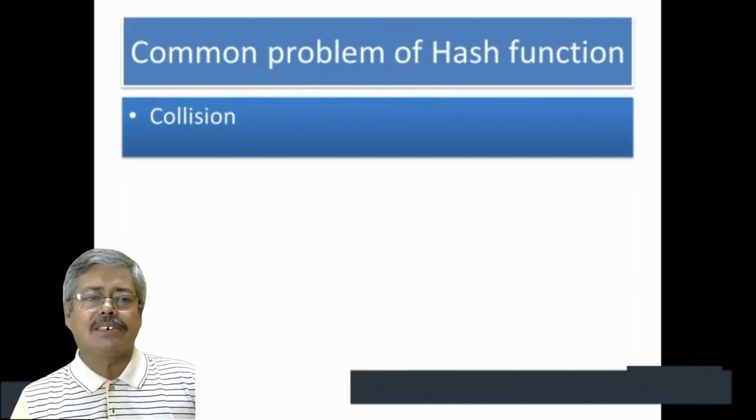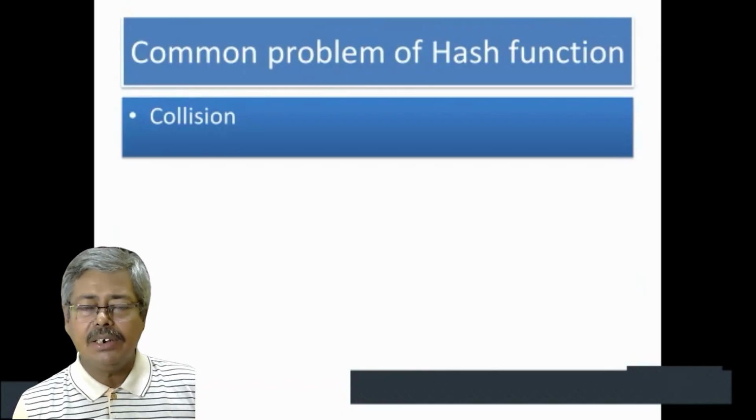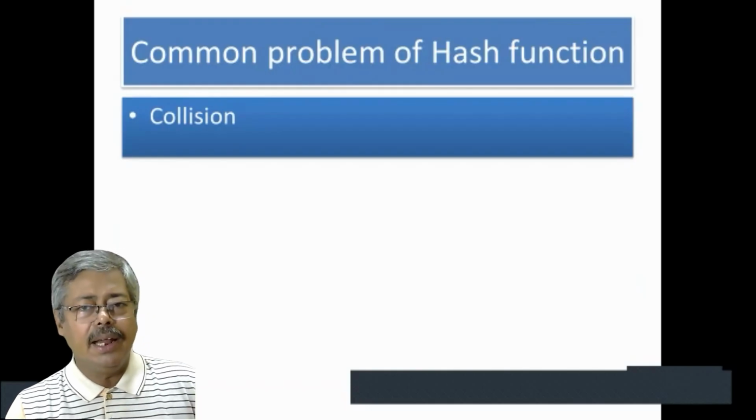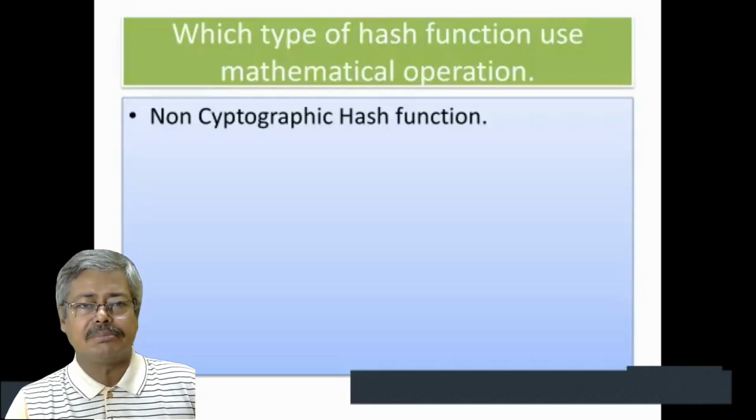Common problem of the hash function. The common problem of the hash function is collision. To avoid collision, we have to implement the perfect algorithm of the hash table. So the common problem of the hash function is collision.